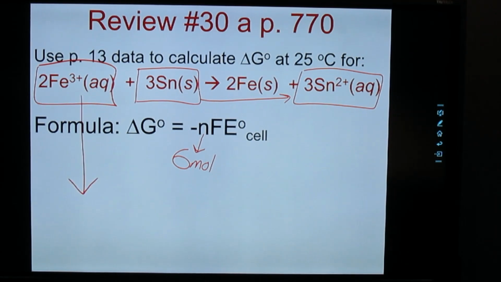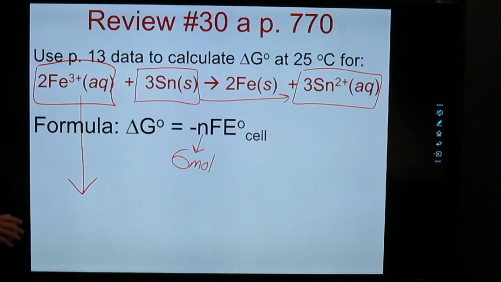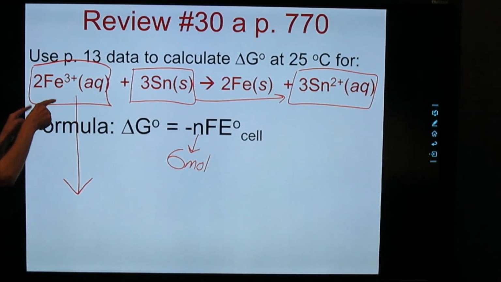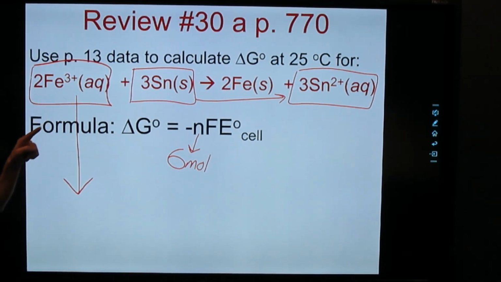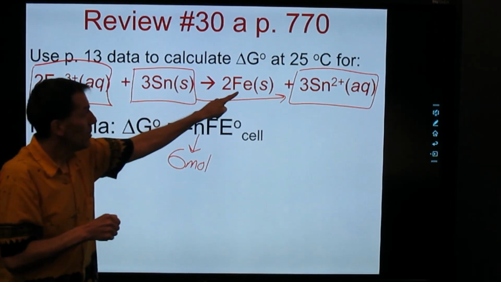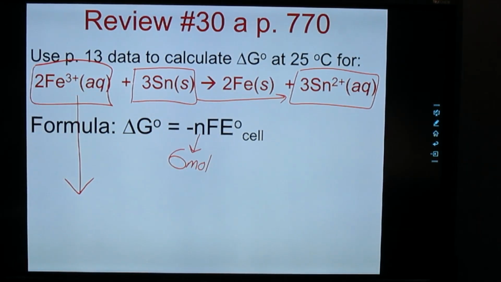So when we get values off page 13, you go right to the table. Since that's a reduction, you grab its value off the table. You have to be careful. There might be several iron items in there. You have to get the iron 3 going all the way to iron neutral by gaining 3 electrons.